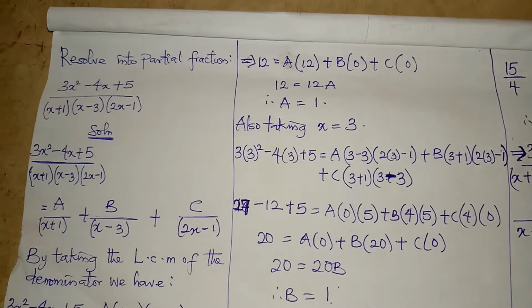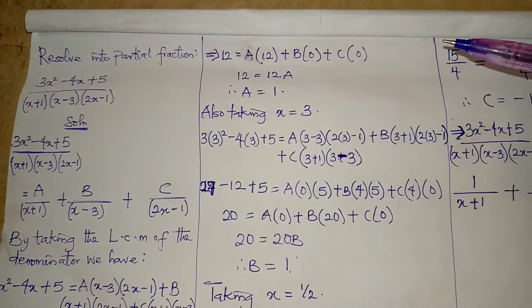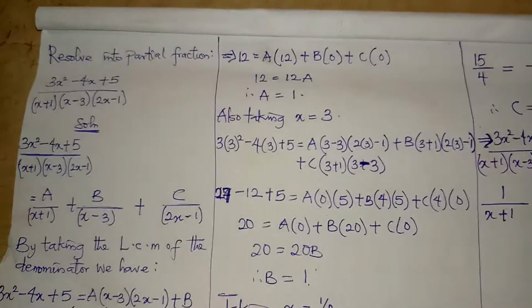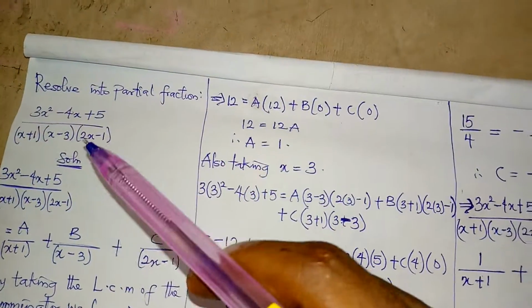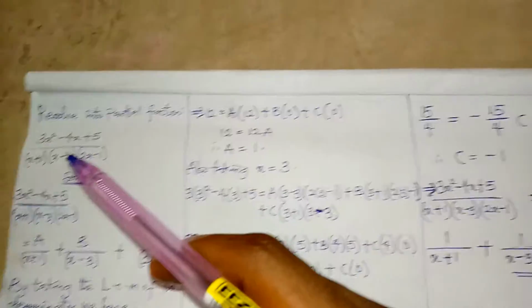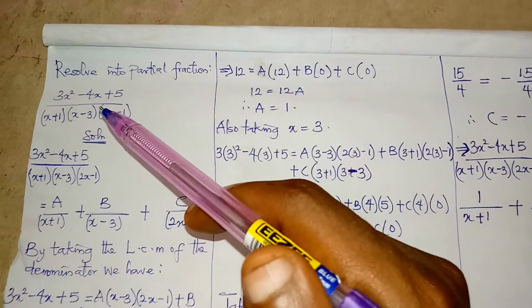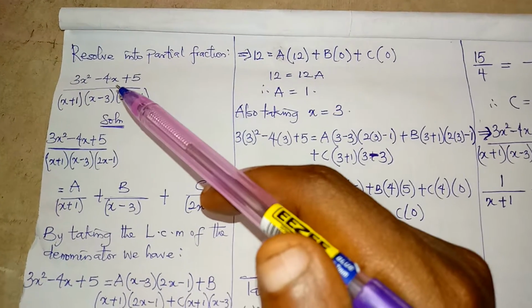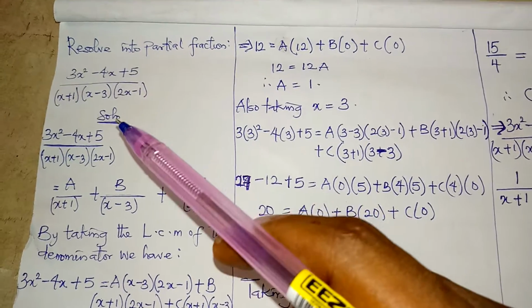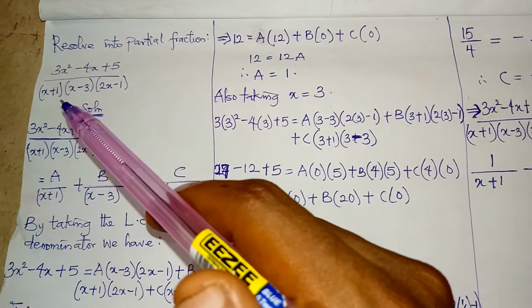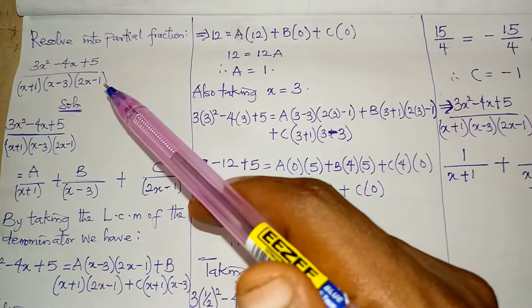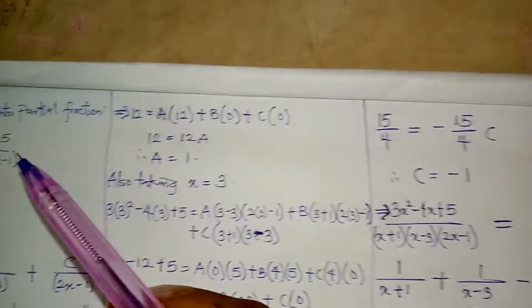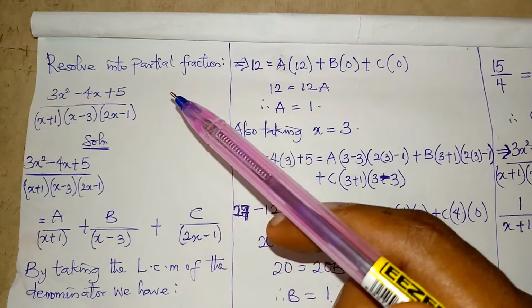Good afternoon, everyone. Today we want to look into another question under partial fraction. So this is the question we are solving today: 3x squared minus 4x plus 5 divided by (x plus 1)(x minus 3)(2x minus 1). We are to resolve this question into partial fractions.